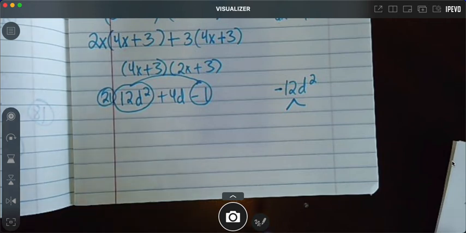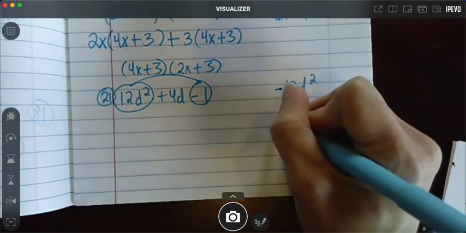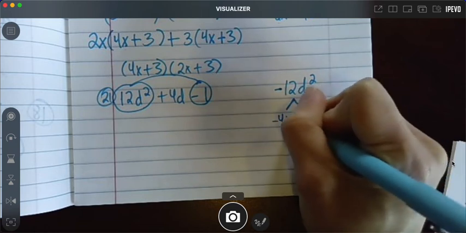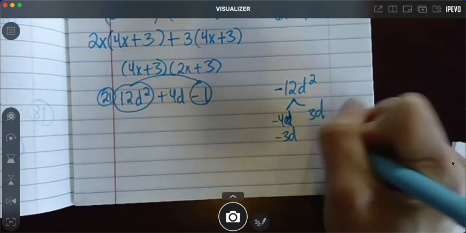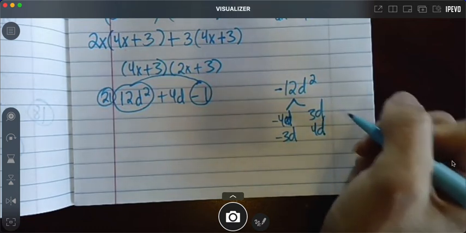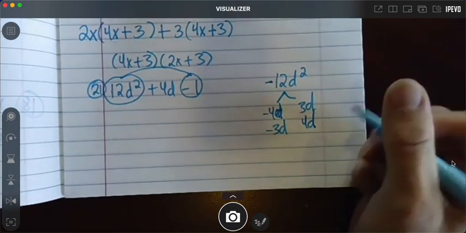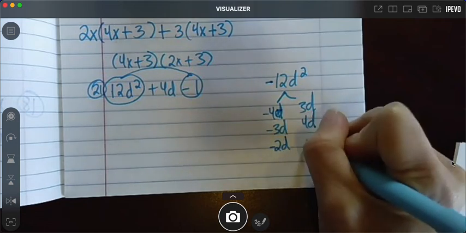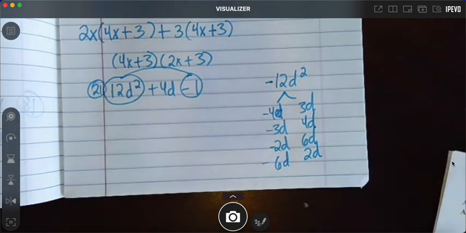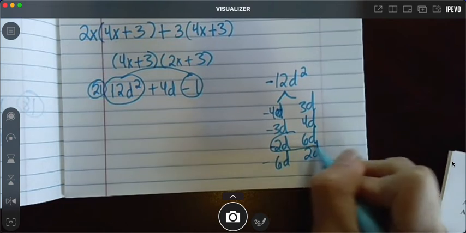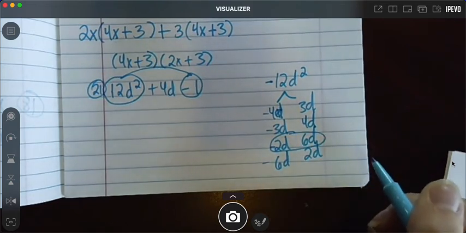What times what is 12? Somebody said 4 and 3, but remember, it's not x. Negative 4 and a positive 3, or negative 3 and a positive 4. Then somebody said 2 and 6, but they have to be negative. So a negative 2 and a positive 6, or a negative 6 and a positive 2. It's negative 2 and positive 6. It has to add up to a positive 4, right? Yes. So it's negative 2 and a positive 6.